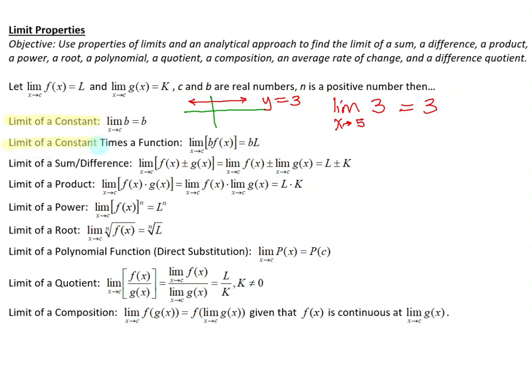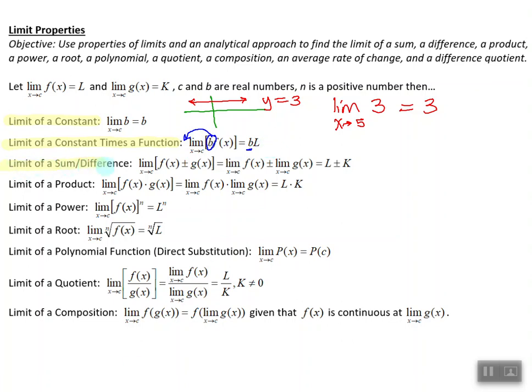The limit of a constant times a function. The limit as x approaches c of the constant b times the function f of x equals b times the limit of that function. So you can think of that like we're just pulling that constant out and doing the limit of the function first and then multiplying it to that limit afterwards.